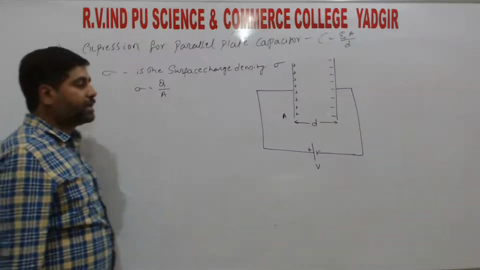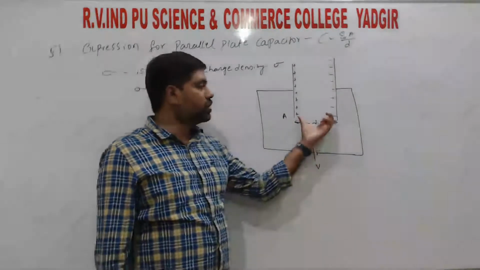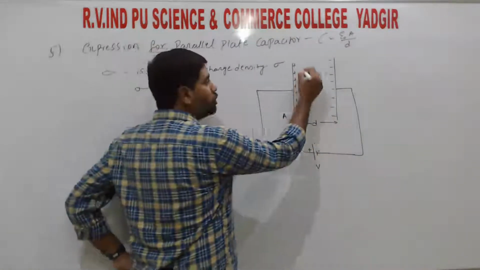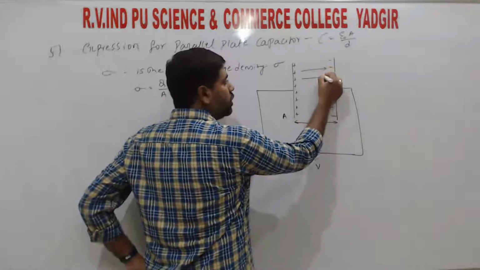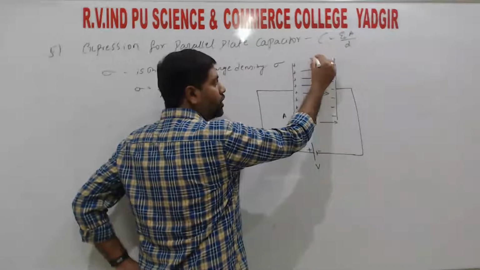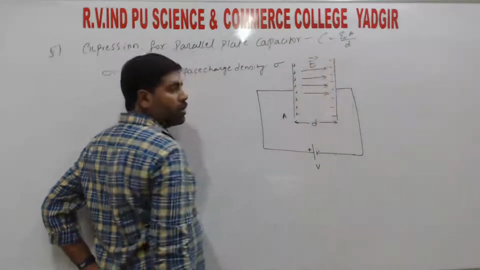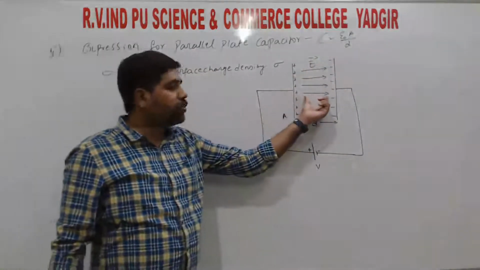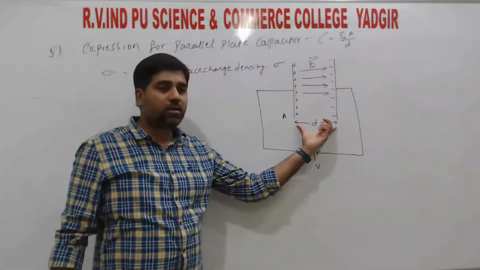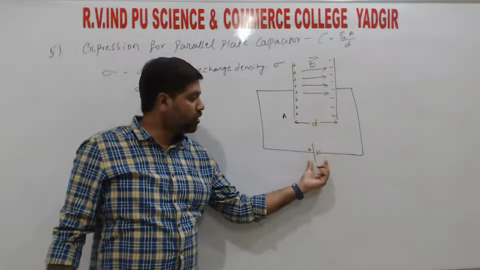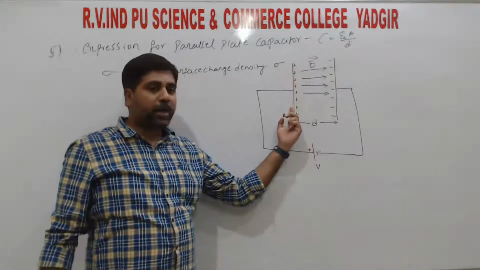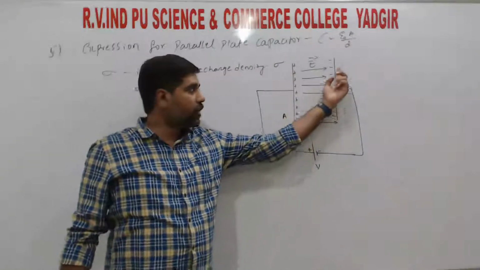So when the external potential is connected to the conductors, the electric field is generated from the positive charge to the negative charge, right? So here an electric field is produced. Electric field lines are always from the positive charge to the negative charge. This electric field is produced due to the potential which we connected externally to the conductors. So the first plate gets positive charge and the second plate gets negative charge.